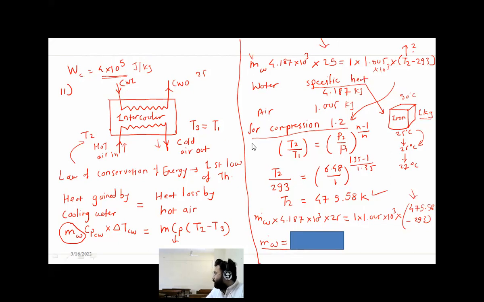So you take it in Kelvin. It is a difference. So it will be 25. You take the difference, right? Okay, 25 and 50 degrees Celsius.